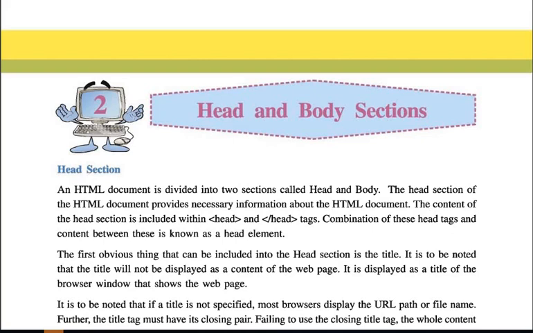An HTML document is divided into two sections. What are they? Head and body. The head section of an HTML document provides the necessary information regarding the document. It is all displayed by the head, because head contains the title and other tags that you have to study further. The content of the head section is included between the head tag and the closing head tag.